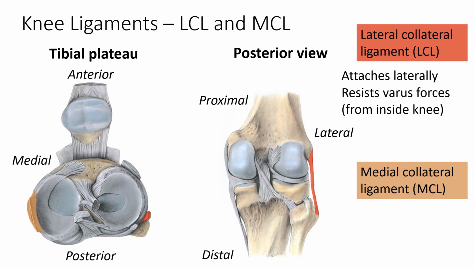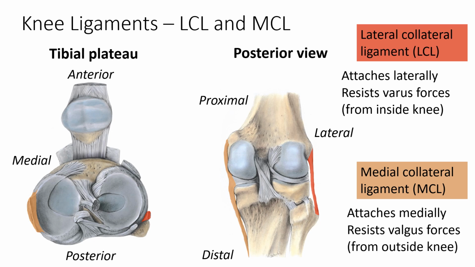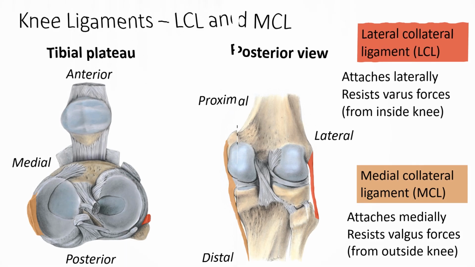In contrast, we have our medial collateral ligament, which attaches medially on this knee joint, and it resists valgus forces, or forces that come from outside the knee joint, and places pressure on the inner part of the knee. A way that I remember varus versus valgus is our L at the knee joint, or L lateral, and that's how I remember valgus, and then the other side would be varus.